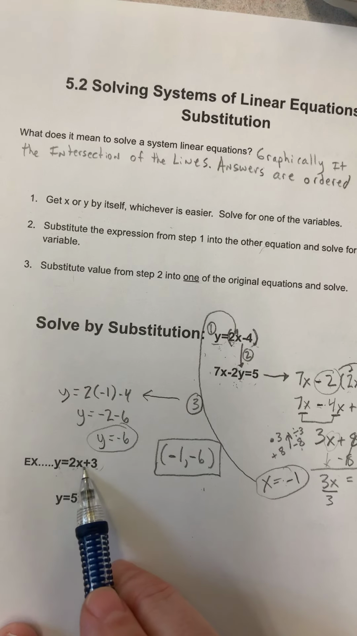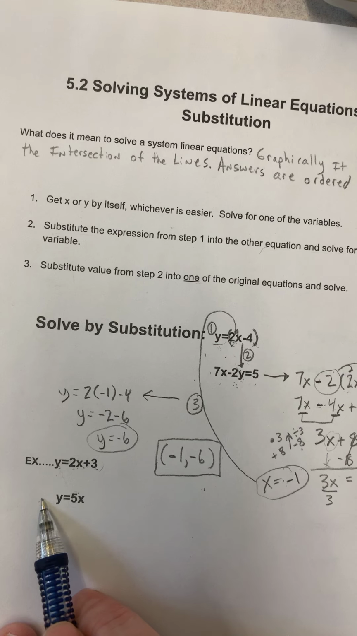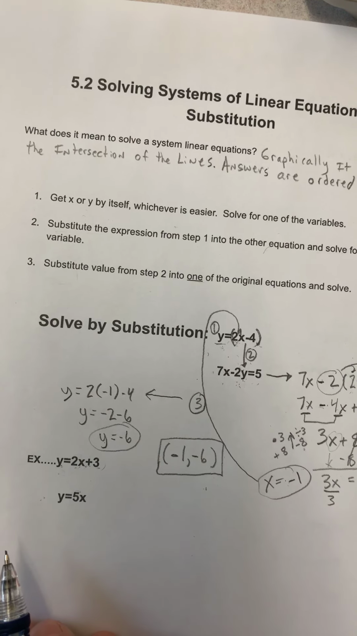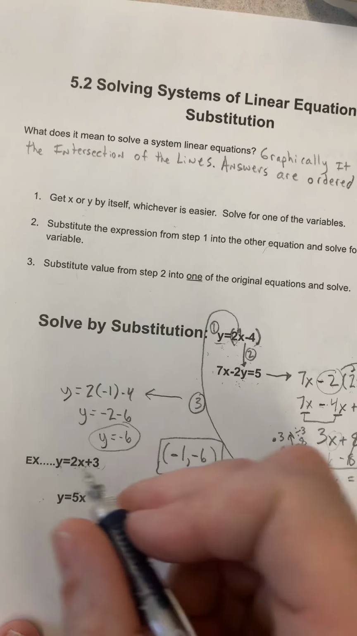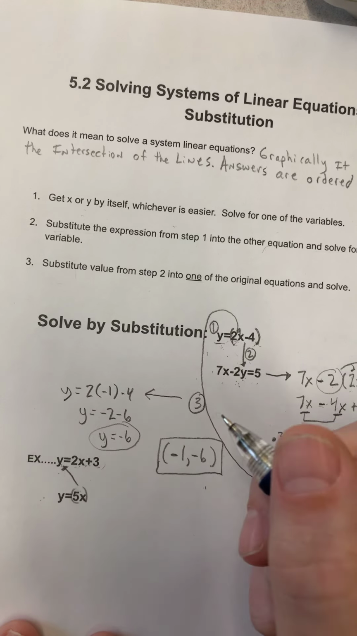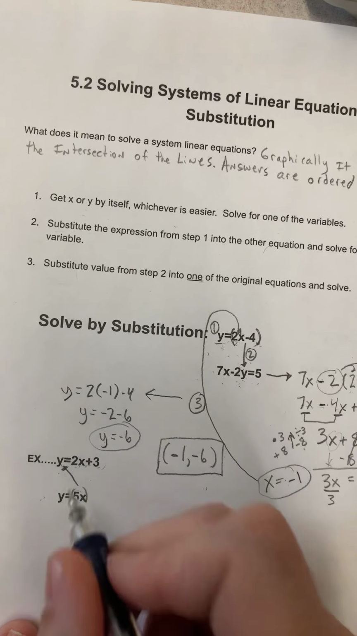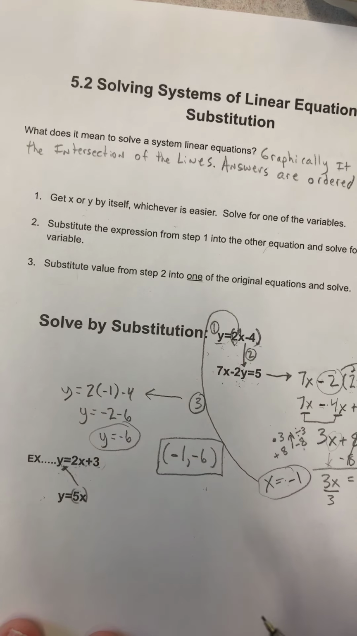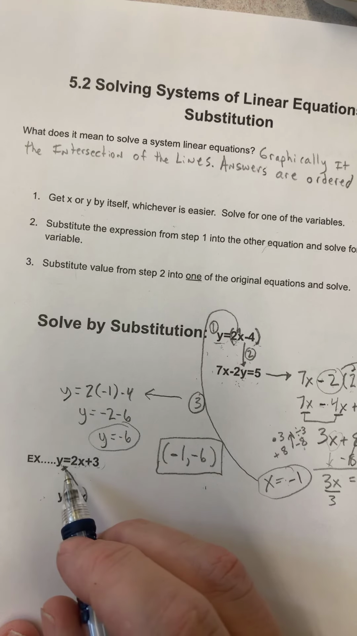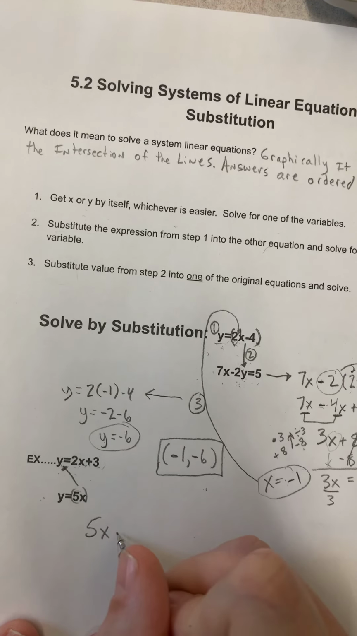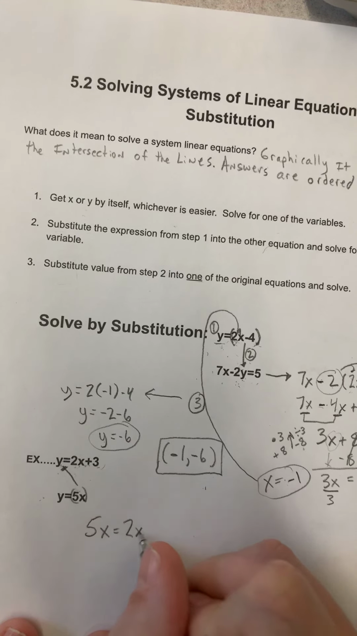If I take this 2x plus 3 over here, I can do it the exact same way and get the same answer. Doesn't matter which way I go. I'm going to take this 5x right here and plug it in. That's my step 1 or step 2. I identified both of them I could have substituted in. Now I'm going to take one of them and substitute it in. 5x then is equal to 2x plus 3.